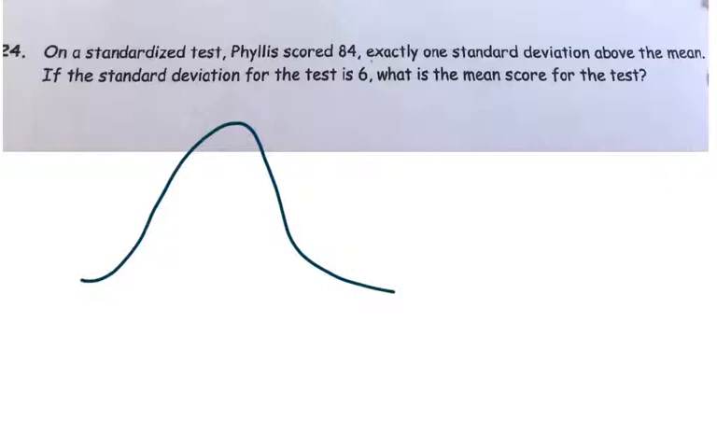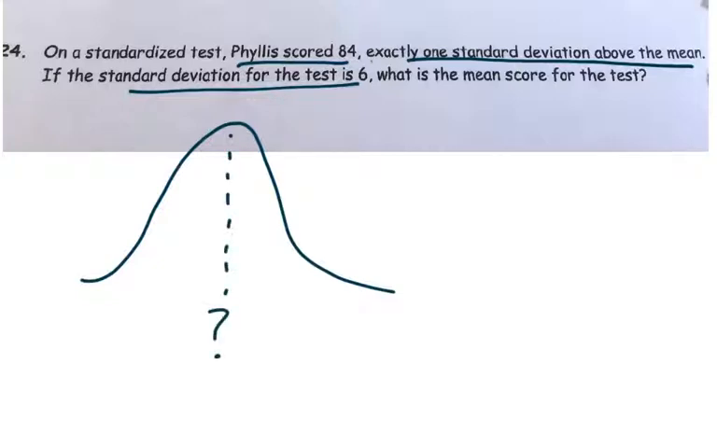We know that Phyllis scored 84, 1 standard deviation above the mean. We are told the standard deviation is 6. Well, we know the mean, whatever it is, is in the exact middle of our graph. We are told that the standard deviation is 6. And we are told that Phyllis is right here at 84, 1 standard deviation above the mean.